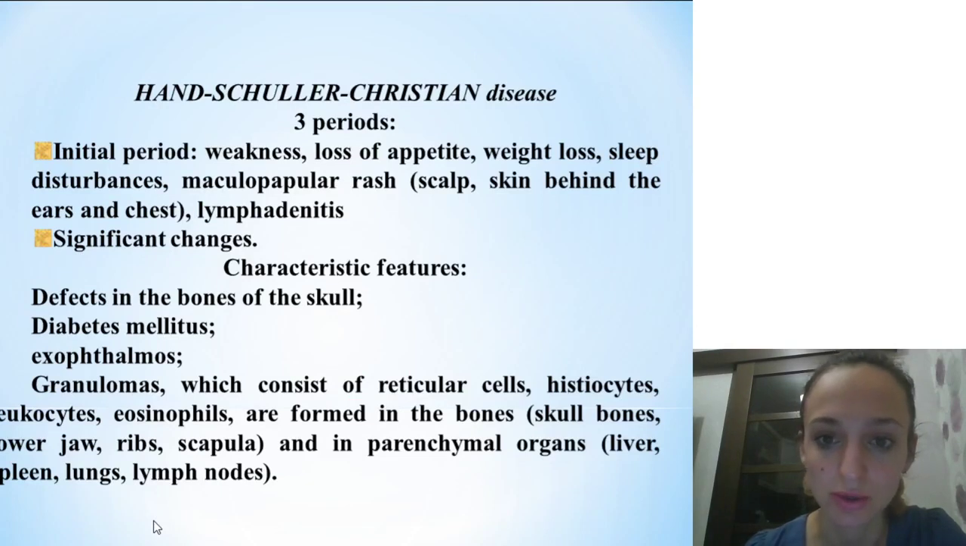And Schüller-Christian disease. Here you can see 3 periods: initial period and significant changes, and features of these defects in the bones of the skull, diabetes mellitus, exophthalmos.